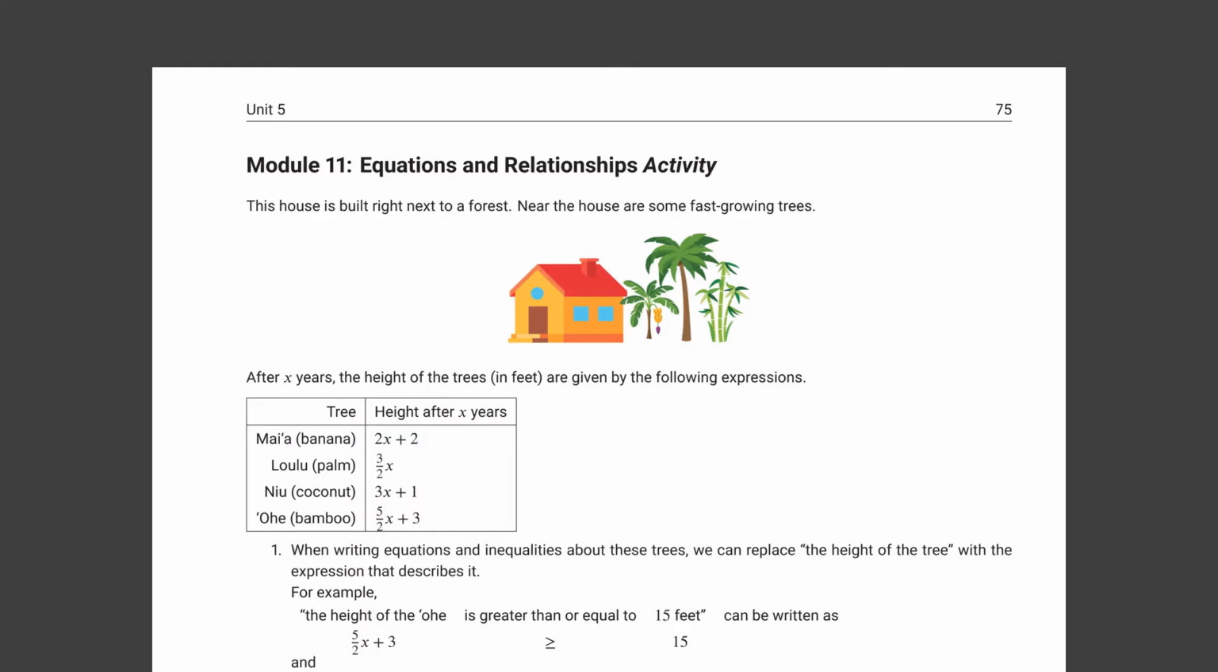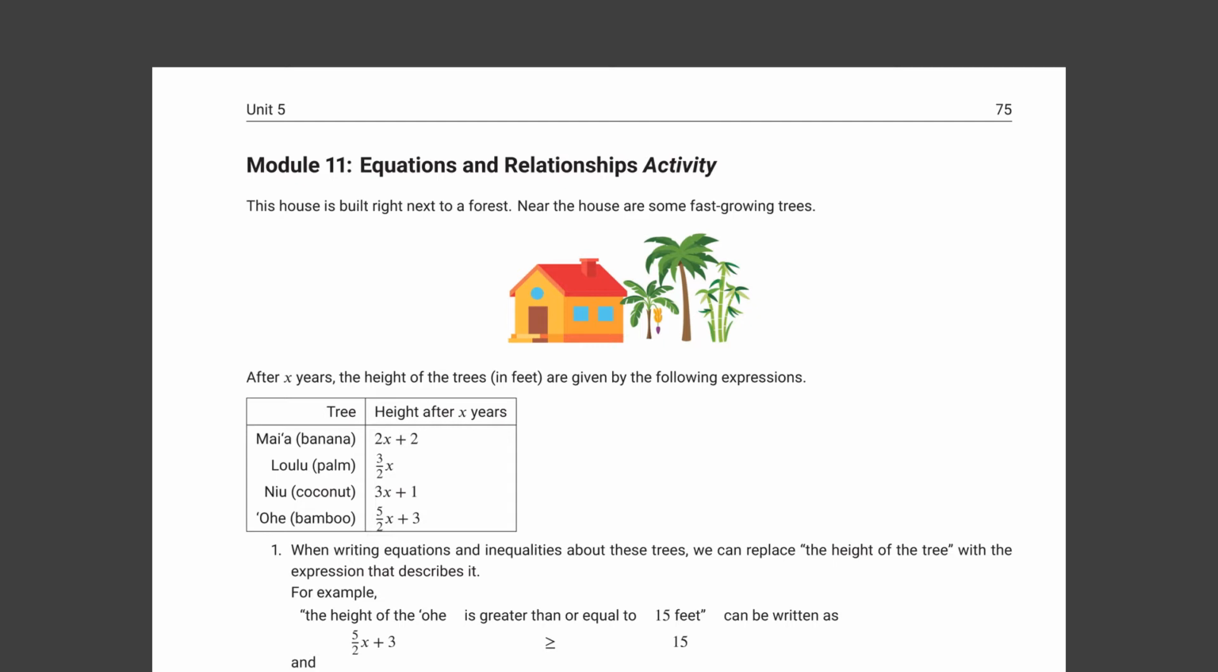The Unit 5 activity that we'll be reviewing for this video is the Module 11 Equations and Relationships activity. In this activity, we'll be looking at a house that has been built next to a forest. Near the house are some fast-growing trees. The heights of these trees are given by the following expressions.